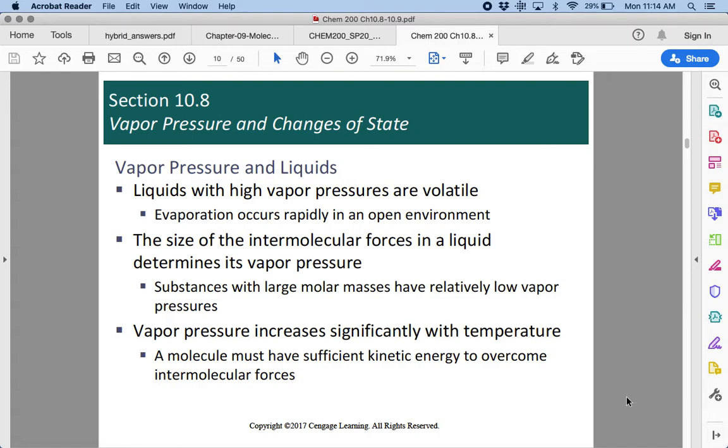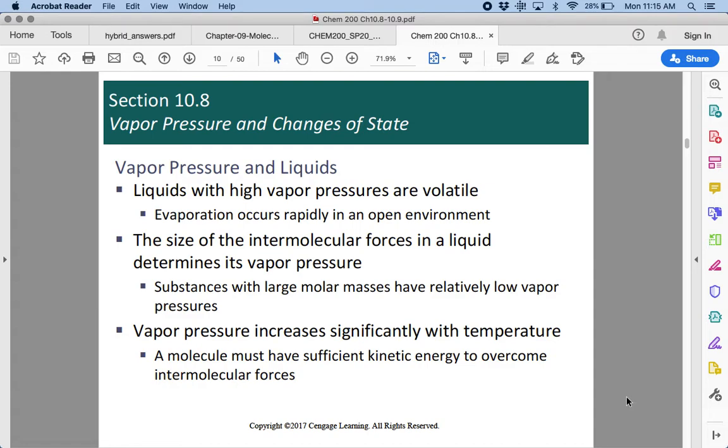Liquids with high vapor pressures are what we call volatile, which means that evaporation occurs rapidly in a regular open environment. If you've ever accidentally spilled a glass of water and then accidentally spilled nail polish remover, and both were just left on the counter and you didn't wipe them up, which one do you think would evaporate first? Hopefully you think the nail polish remover would evaporate first, and that's because it is more volatile than the water. The size and strength of the intermolecular forces in that liquid will determine the vapor pressure.